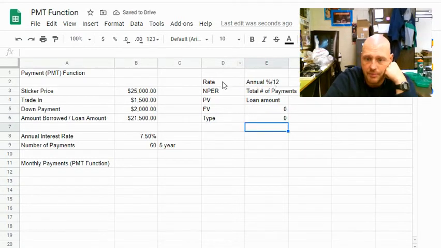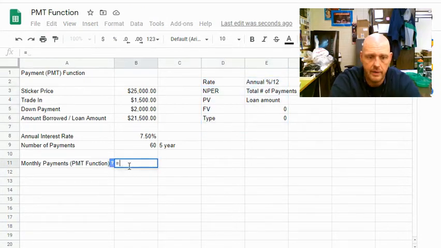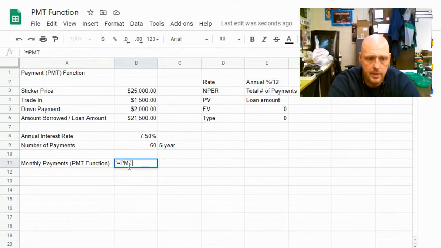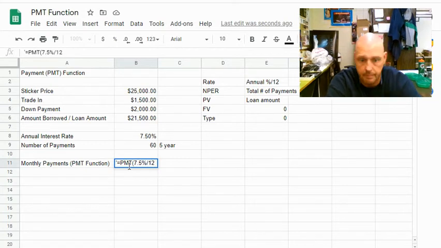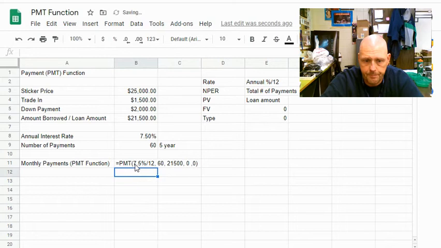So when we look at our payment function, this is what we're going to do. Let's go ahead and write that out. Equals, I'm going to use an apostrophe here to type exactly what I see, equals PMT, and I've got 7.5% divided by 12 because I'm making monthly payments. I'm doing a total of 60 payments. I'm going to borrow $21,500, comma, 0, comma, 0. And that's going to be my formula.